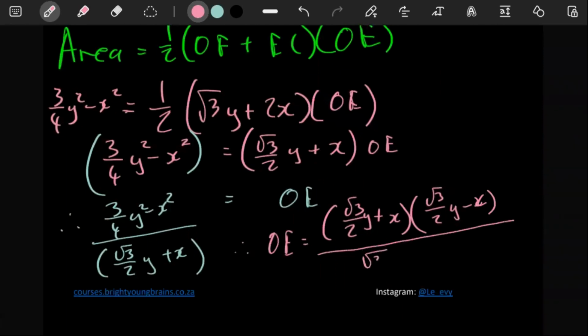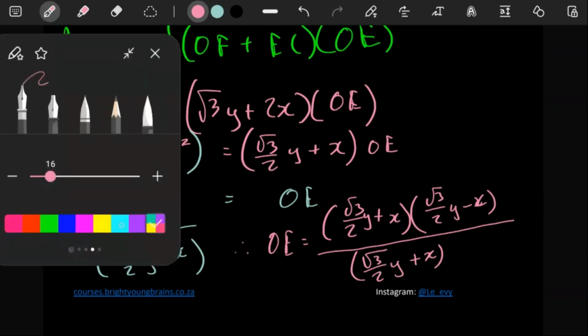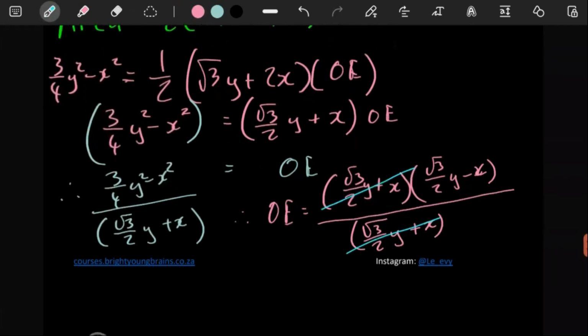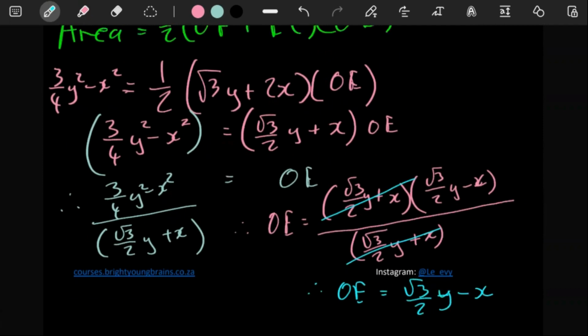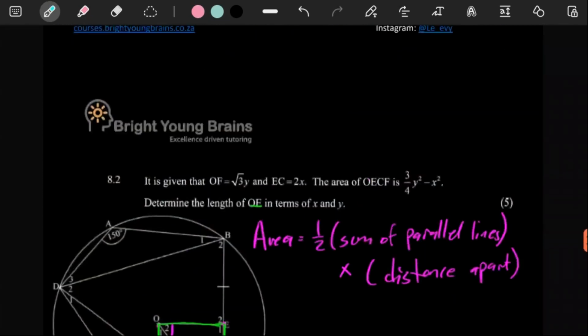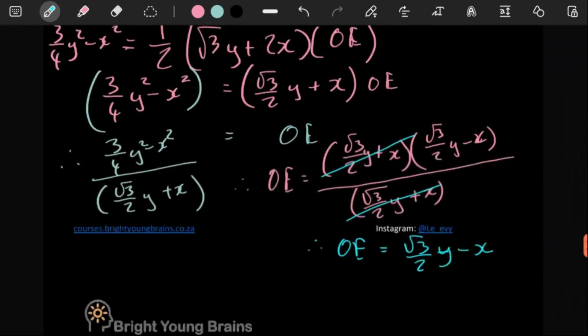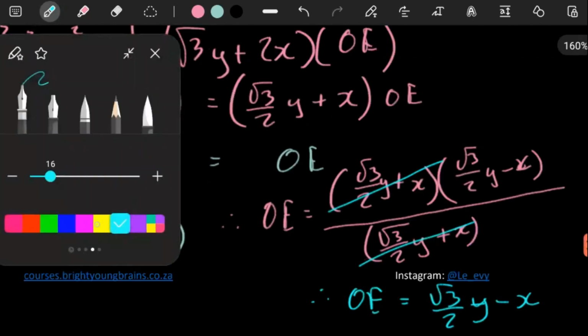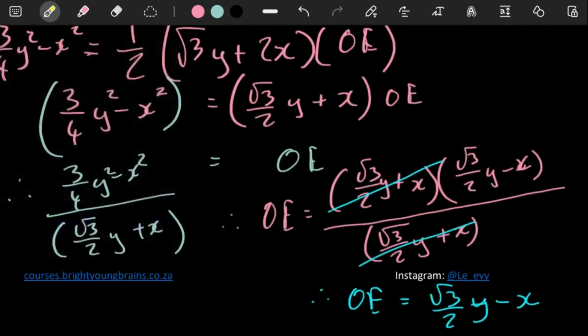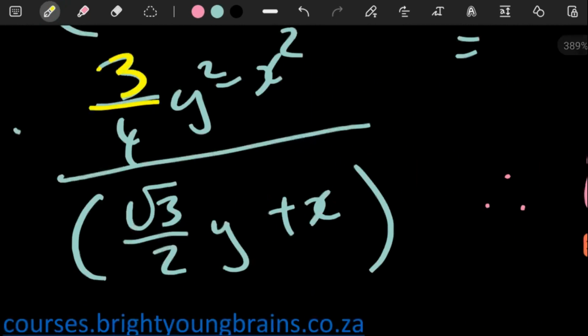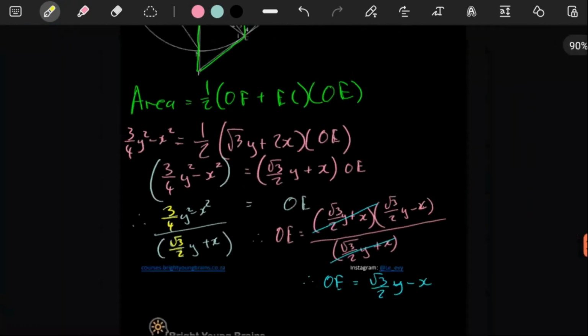And then the bottom here you have square root of 3 over 2 y plus the x there. And then this will cancel out. Ka-ching, ka-ching. Therefore, OE is equal to square root of 3 over 2 y minus x. I think if we had left it maybe like this, you probably would have gotten 4 marks. But the key thing here was spotting the difference of 2 squares, because it's not very clear, but it's there. The 3 and the 4, square root of 3 and the 2. And that is that, let's keep on moving forward.